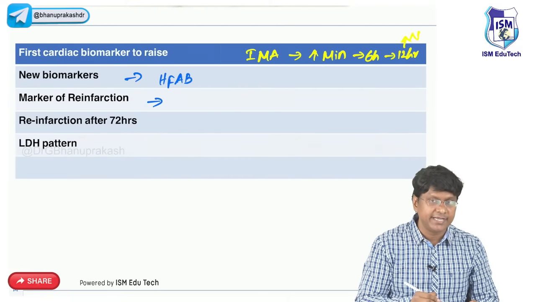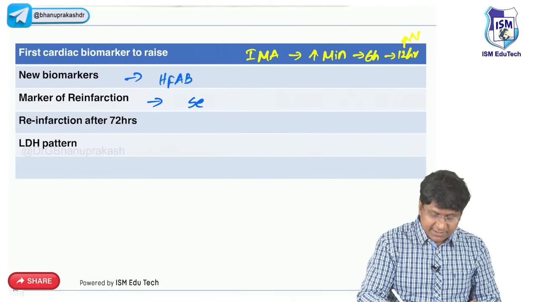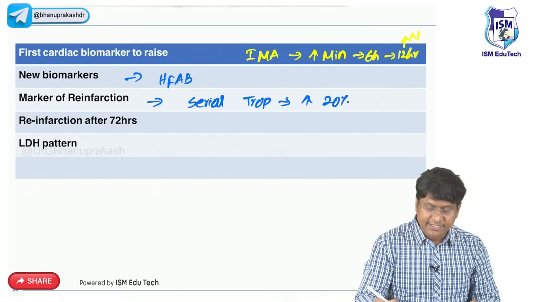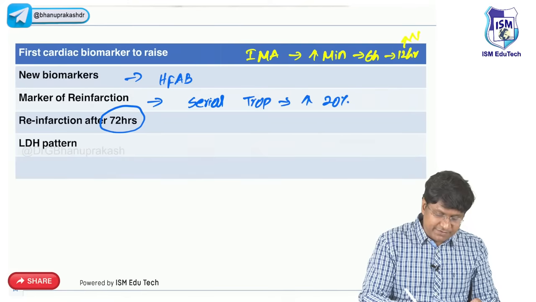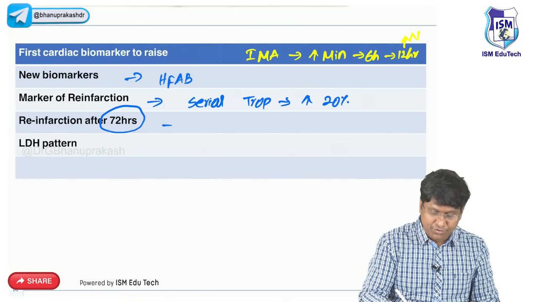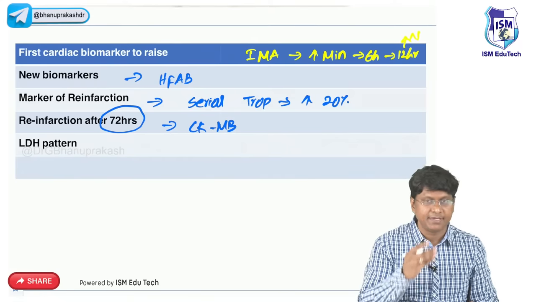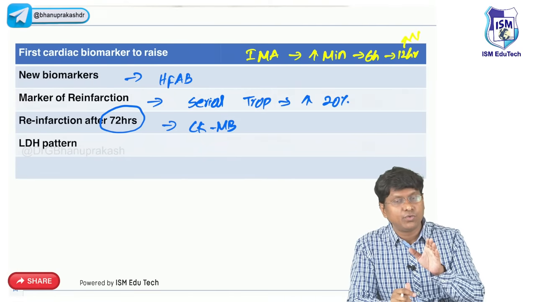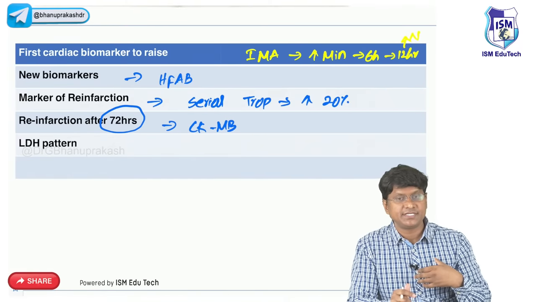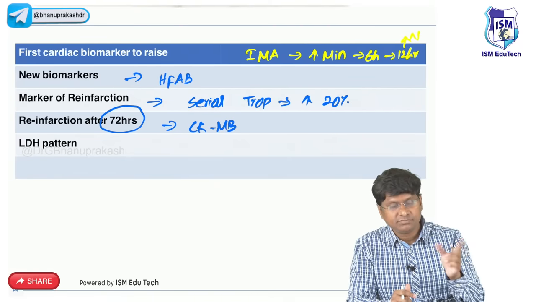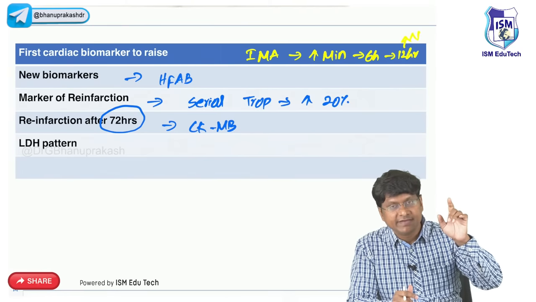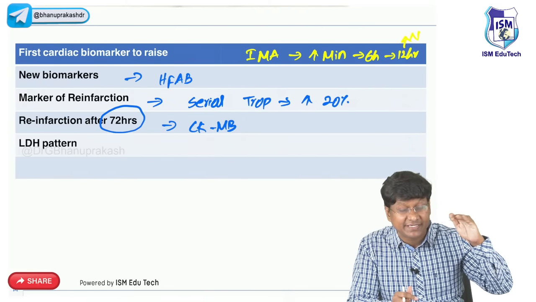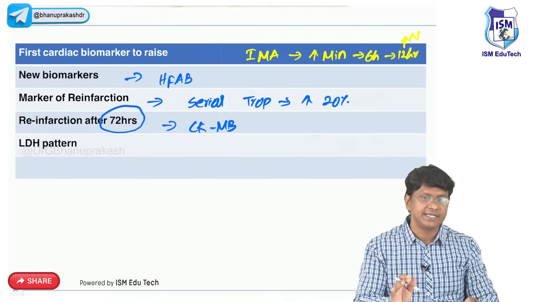And what is the marker of the reinfarction? You need to do the serial levels of the troponin. And within the serial levels of troponin, if there is an increase in troponin value of 20% compared to the previous value, that is a marker of reinfarction. But if the question is specifically asked, like marker of reinfarction after 72 hours, then you can answer it as the CKMB, because CKMB will be elevated in the body only up to 3 days. And after 3 days, if the patient is having chest pain once again, that is on the 4th day morning, you do CKMB levels. If the CKMB levels are elevated still, even after 72 hours, that tells it is a re-MI.